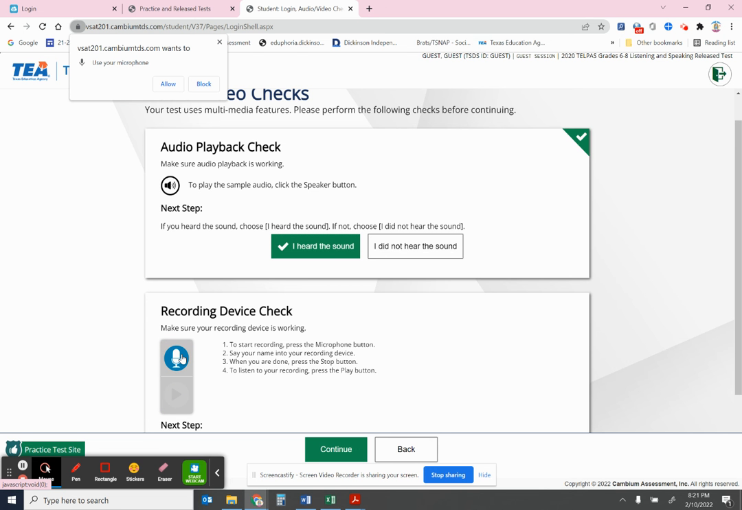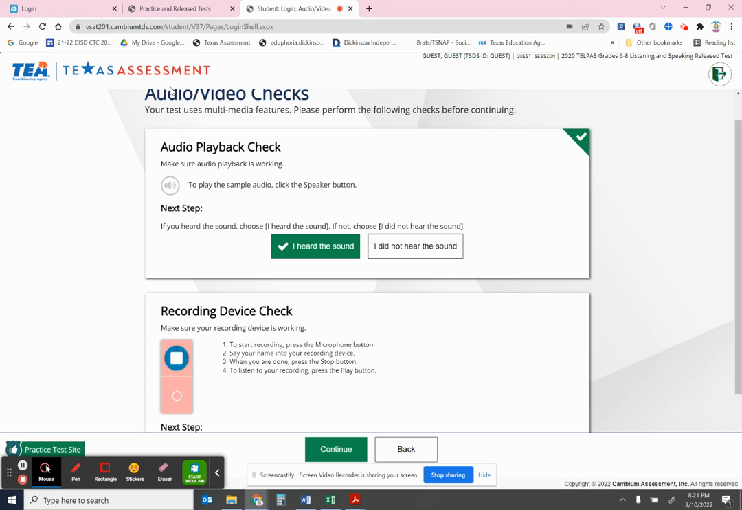Hello, this is Dr. Knopfsinger. This is Dr. Knopfsinger demonstrating how we're going to use our TELPAS data.